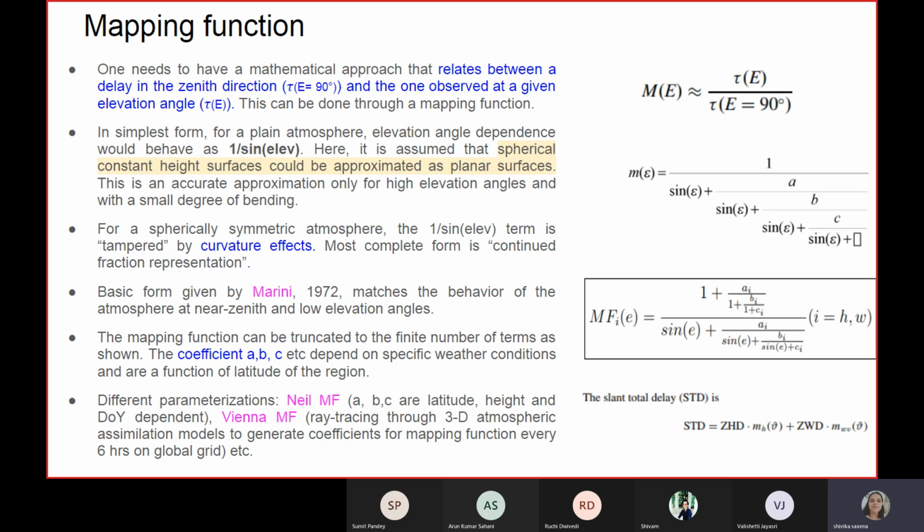Slant total delay is given by slant hydrostatic delay plus slant wet delay. How is slant hydrostatic delay written? Zenith hydrostatic delay ZHD times the mapping function for the dry portion, MH. Then slant wet delay is written as multiplying the wet mapping function with the zenith wet delay. I hope this is simple enough.